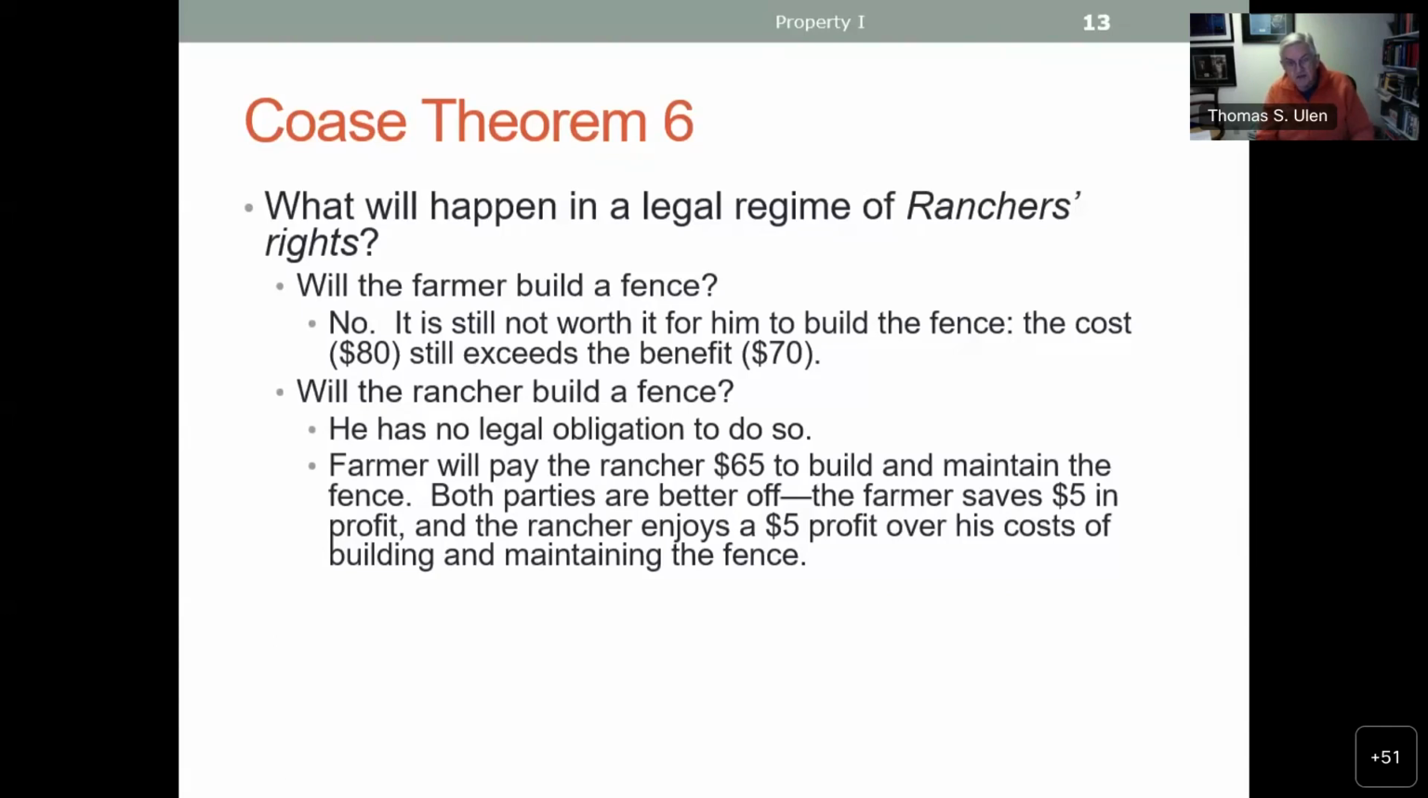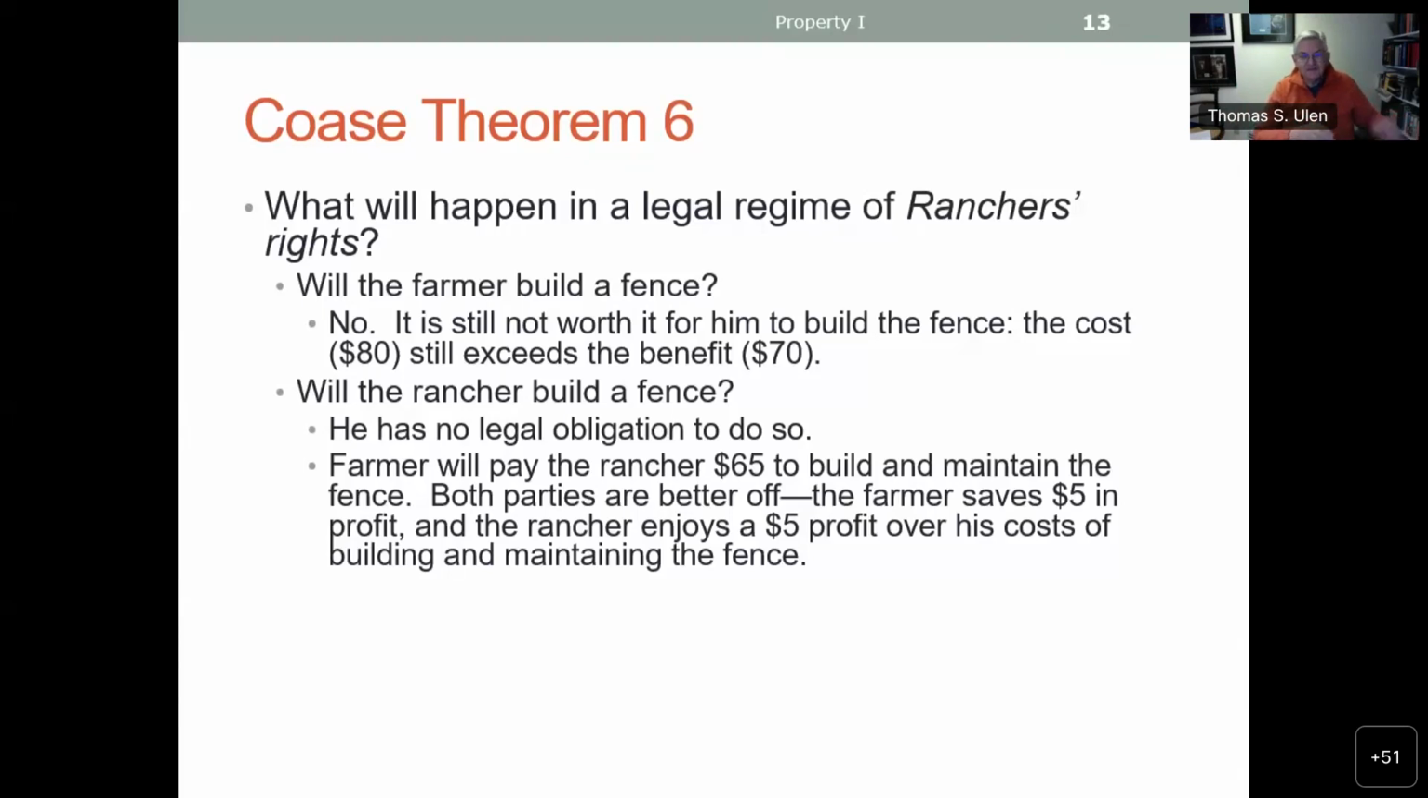Just in the interest of being correct, on slide 16, I said under a regime of super farmers' rights that the farmer would be entitled to $240. It's not. He's entitled to $210. But I'll leave that as an exercise for you to work through. I hope at any rate that you'll have questions about the Coase theorem.